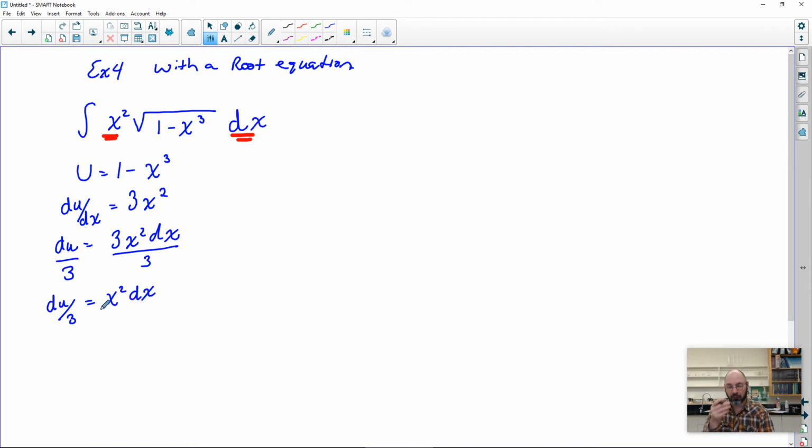So now we've done what we normally do, and then we have to write the equation in powers of u. So let's go up to here and do that. This part here is just going to be u to the 1/2. And then we've got du over 3 is x squared dx. So du over 3. Okay, we're going to do some manipulation there.